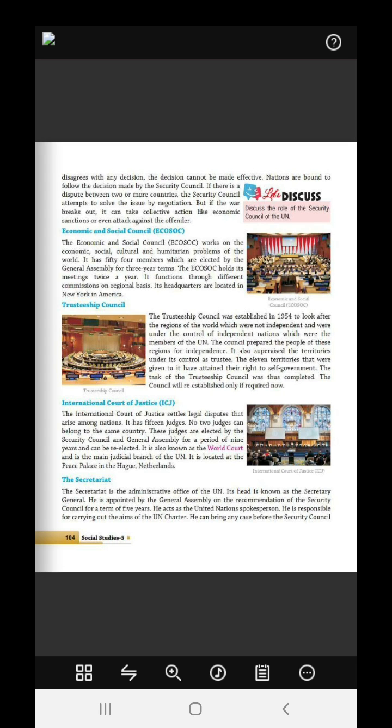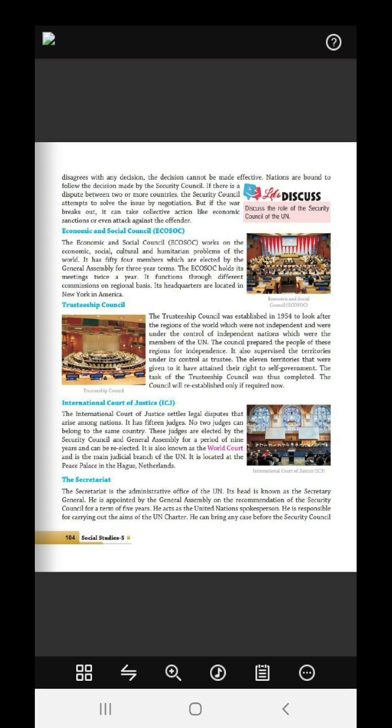International Court of Justice. I hope you have heard this word, International Court of Justice. The International Court of Justice settles legal disputes that arise among nations. It has 15 judges. No 2 judges can belong to the same country. These judges are elected by the Security Council and the General Assembly for a period of 9 years and can be re-elected. It is also known as the World Court, the main judicial branch of the UN. It is located in the Peace Palace in The Hague, Netherlands.